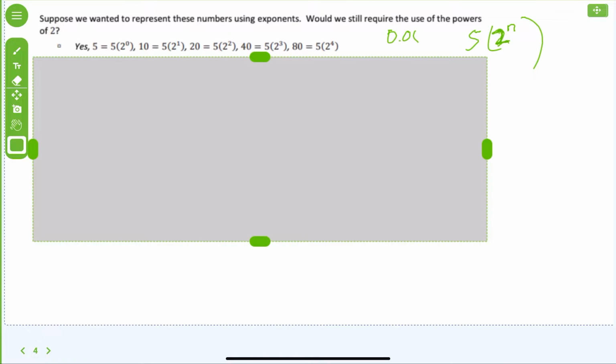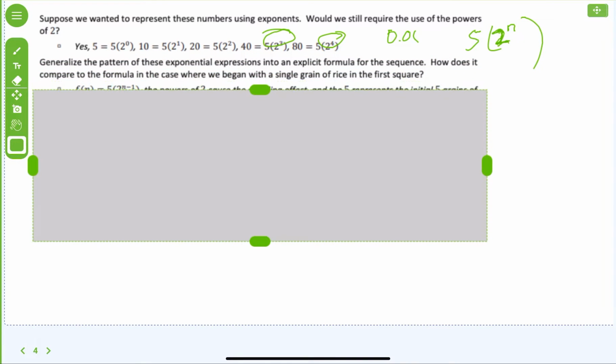5 times 2 to the first power is 2. 2 times 5 is 10. 2 to the second power is 4. 4 times 5 is 20. So these all work out right here. All right, generalize the pattern in the exponential expressions into an explicit formula for the sequence. How does it compare to the formula in the case where we began with a single grain of rice on the first square?